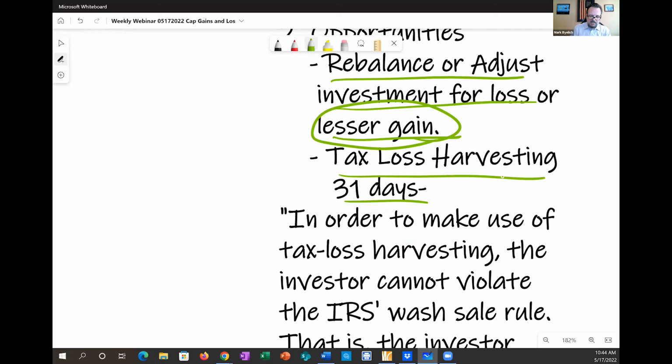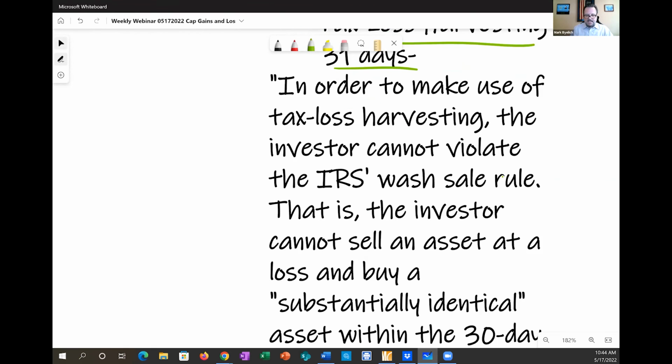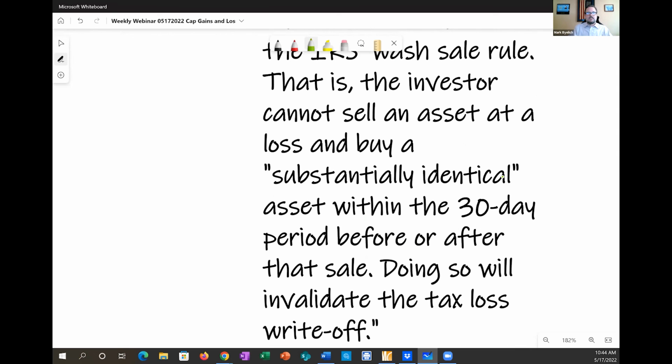And then we talked about tax loss harvesting. We have to wait those 31 days. And again, it's just a way to make a positive out of something that is difficult right now. I don't want to necessarily say negative, because this is just things we have to go through. So I'm just checking my notes to see if I've missed anything else.